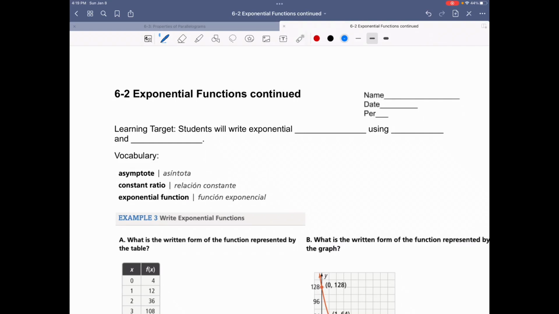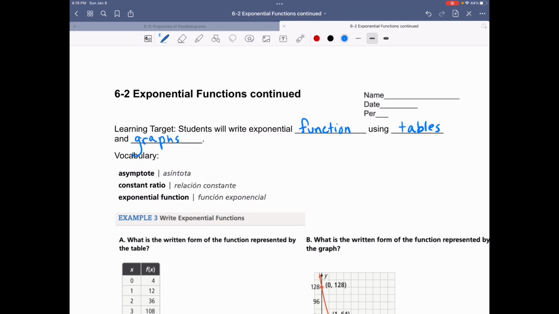Algebra students. Today we're doing 6-2 exponential functions continued. You can put your name, date, and period at the top. Today's learning target is students will write exponential functions using tables and graphs.